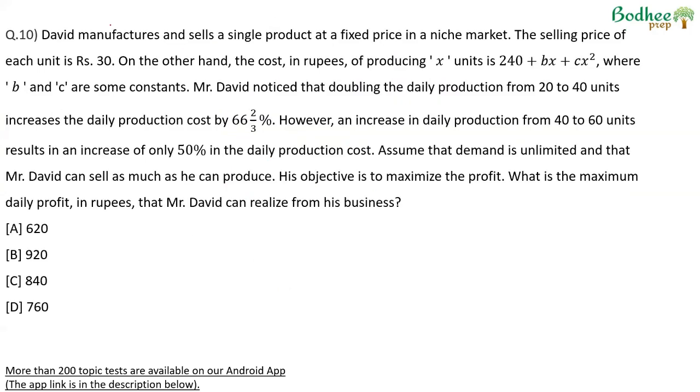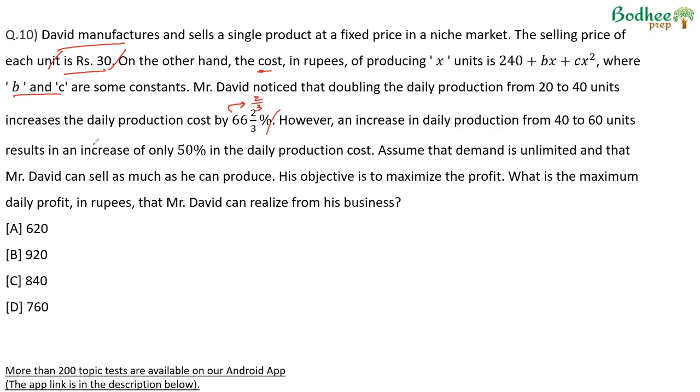David manufactures and sells a single product at a fixed price in a niche market. The selling price is rupees 30 per unit. On the other hand, the cost in rupees of producing x units is 240 plus bx plus cx square, where b and c are some constants. Mr. David noticed that doubling the daily production from 20 to 40 increases the production cost by 66 2 by 3 percent. This in fraction is 2 by 3.